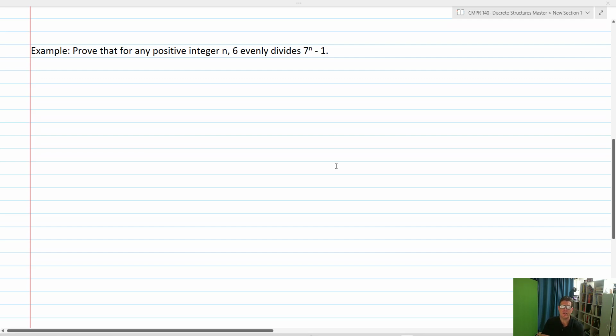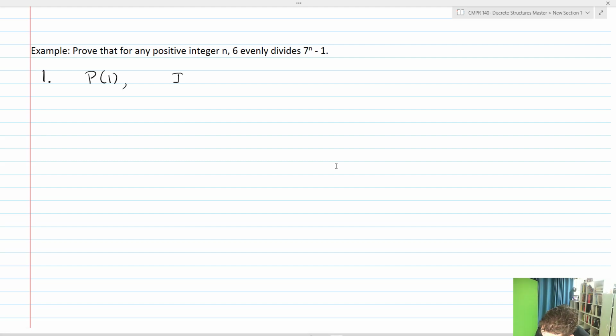Show that for any positive integer n, 6 evenly divides 7 to the n minus 1. So we'll start with our basis step, and our basis step is P of 1 because we're looking at positive integers. If n equals 1, 7 to the 1 minus 1 equals 7 minus 1, which equals 6, and 6 divides 6. Thus P of 1 is true. Our basis step is now confirmed.